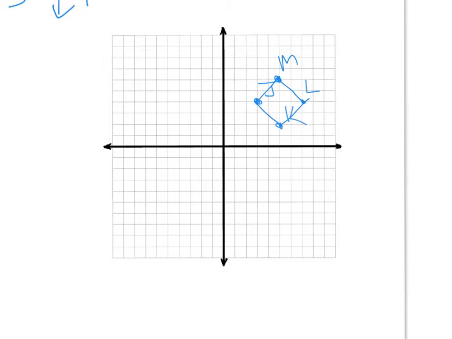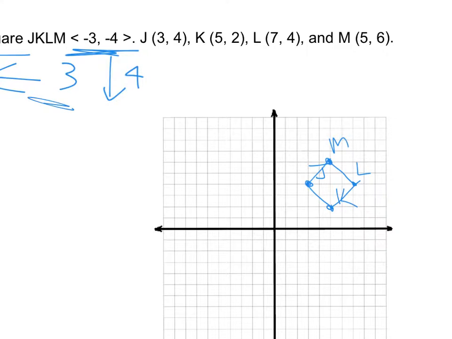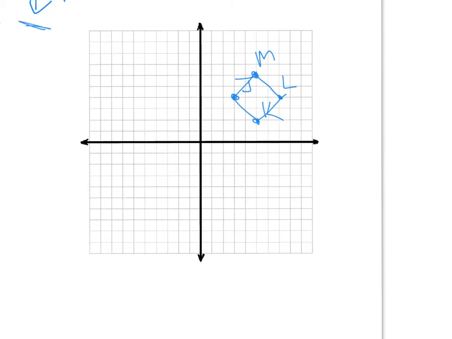And I want to move everything left 3 and down 4. So that's what I'm going to do. I'm going to take every single point and move it left 3, down 4. So I take J over 3, down 4. There's my new J. M over 3, down 4. There's my new M. L over 3, down 4. There's my new L. K over 3, down 4. There's my new K. There is my translated square.